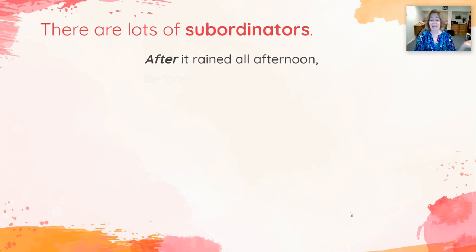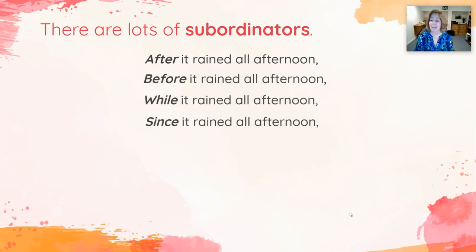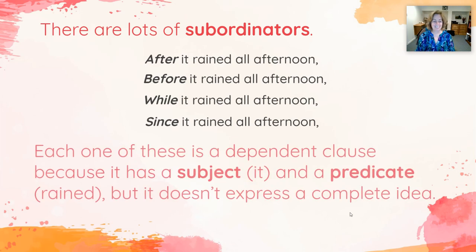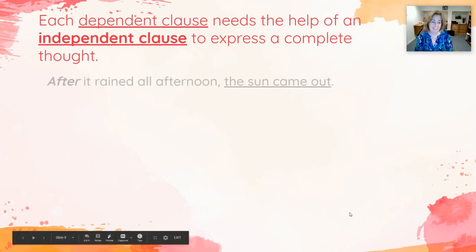All right, let's go to the subordinators. Lots of subordinators. After it rained all afternoon, before it rained all afternoon, while it rained all afternoon, since it rained all afternoon. Each one of these is a dependent clause because it has a subject and a predicate, but it doesn't express a complete idea. Each dependent clause needs the help of an independent clause to express a complete thought.